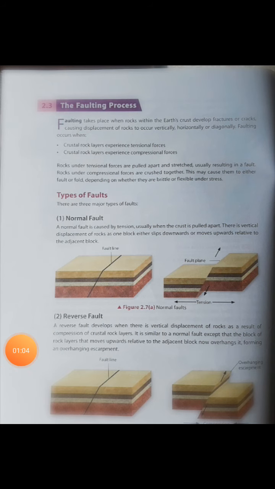The next topic is types of faults. There are three major types of faults. Number one, normal fault. A normal fault is caused by tension, usually when the crust is pulled apart. There is vertical displacement of rocks as one block either slips downward or moves upwards relative to the adjacent blocks.